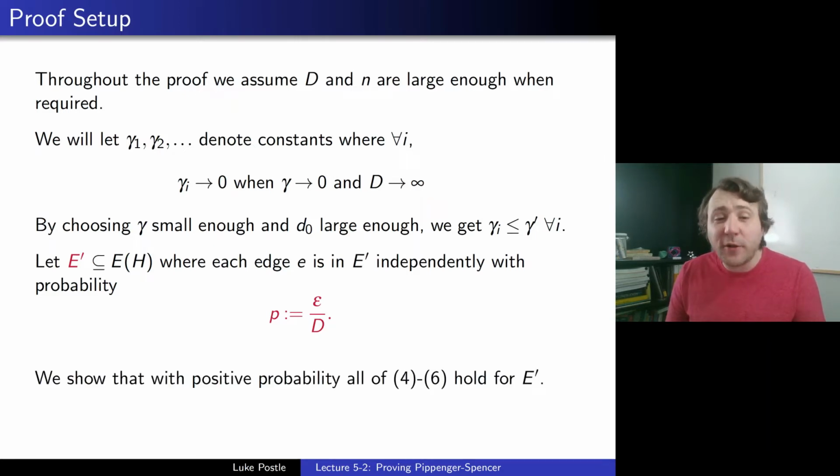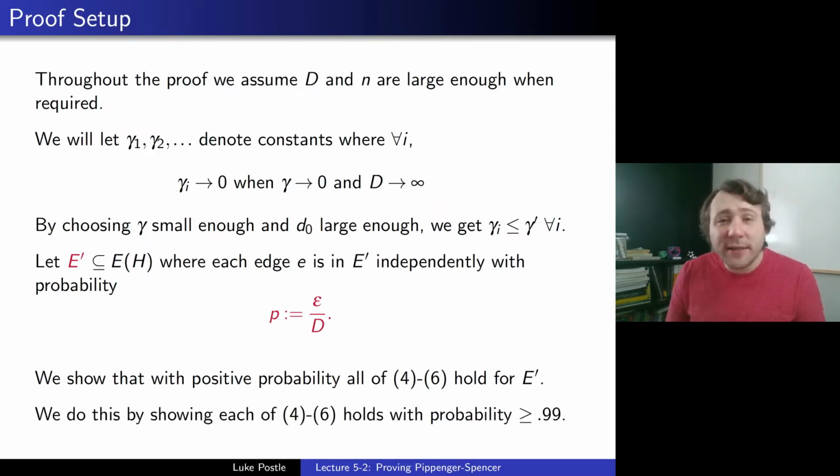And then we have to show that with positive probability, all of 4, 5, and 6 hold for E prime. And we do this by showing that each of 4 to 6 holds with probability at least, say, 0.99. So then they will indeed all hold, with probability 0.97 by union bounding. So that's our plan. We'll show that each of them holds with high probability.